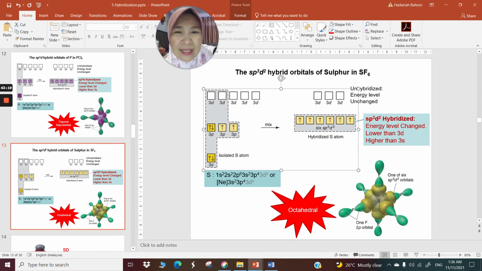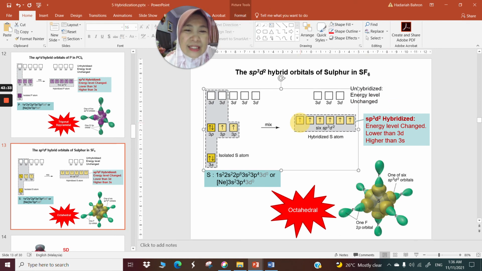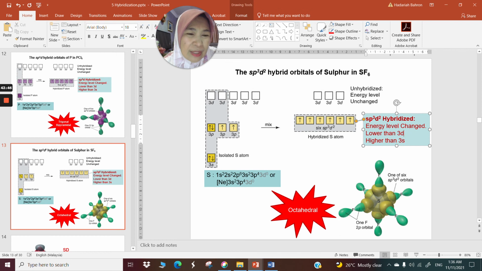3dxy, 3dyz, 3dxz will have energy not changed because they do not get hybridized. Only these 6 orbitals will have a different energy level, which is a little bit higher than the S and the P, but lower than the D energy level.